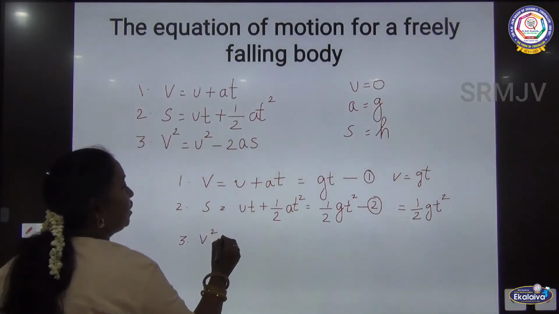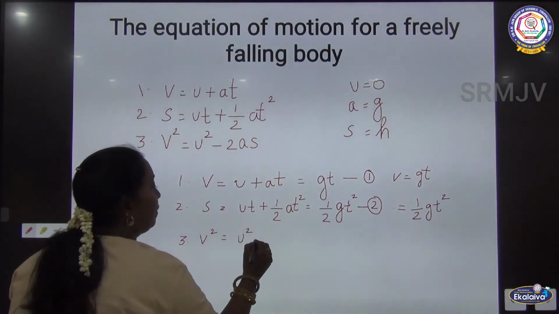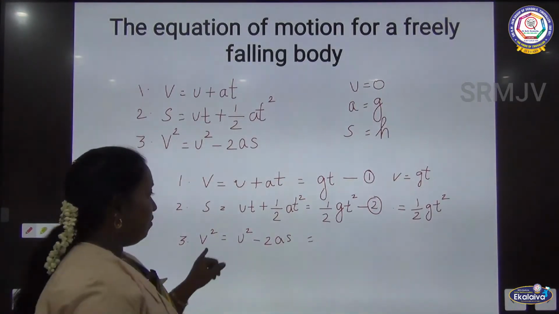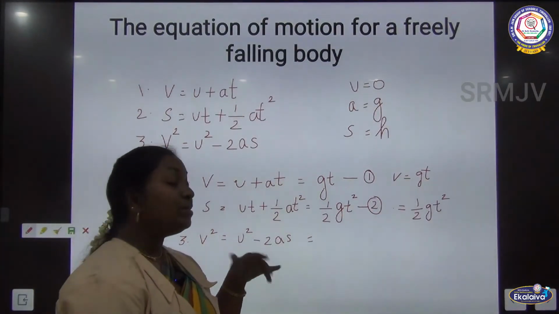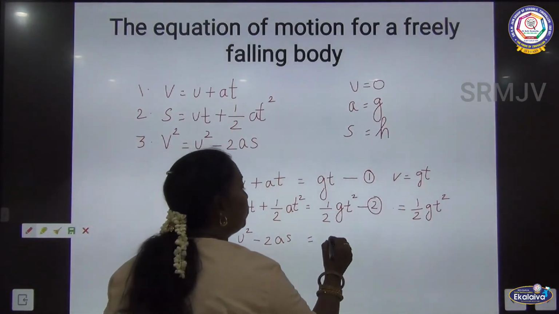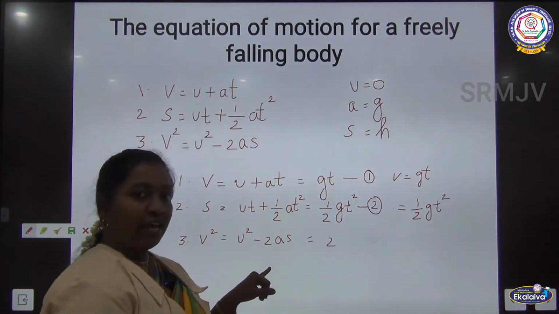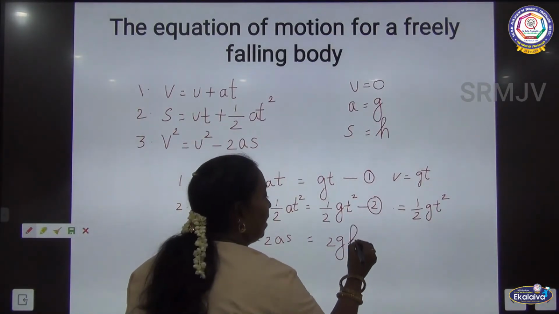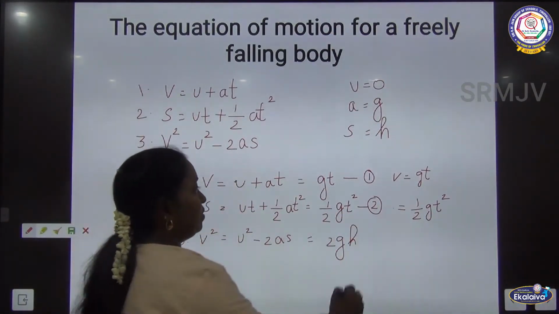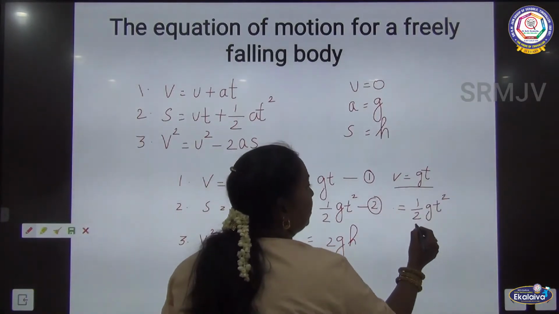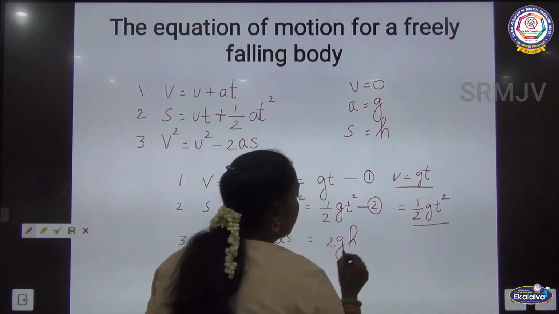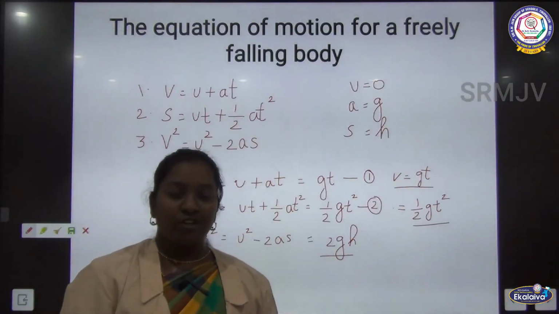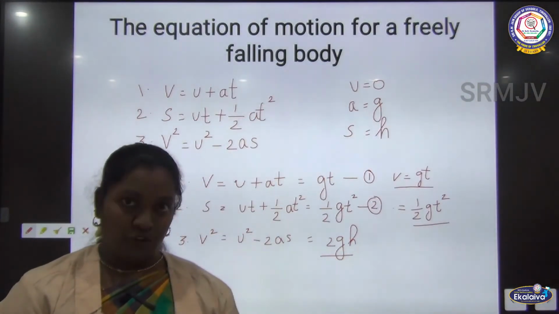And the third, v square equal to u square plus 2as. Here v square, and what is u? The u value is 0. So 2, a is equal to g, and s can be written as h. This is how we get v equal to gt, h equal to half gt square, and v square equal to 2gh. These are the three equations of motion of a freely falling body.